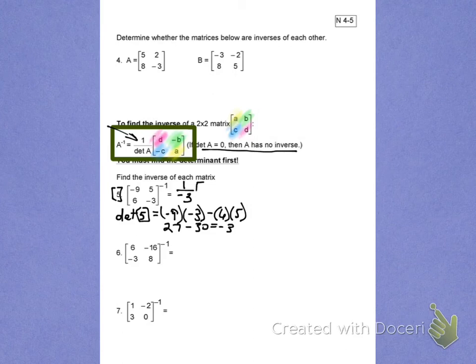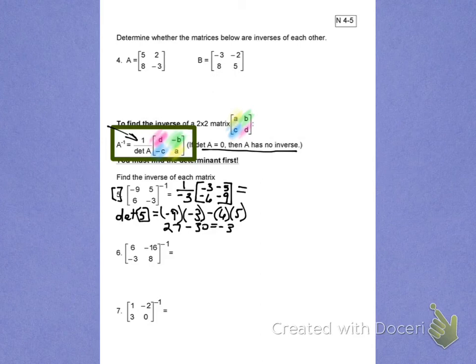Now we need to shift things around within our matrix. Swap A and D, so this is now negative 3 and negative 9. Change the signs on C and B, so it's going to be negative 6 and negative 5. Okay? Now we just do our multiplication.